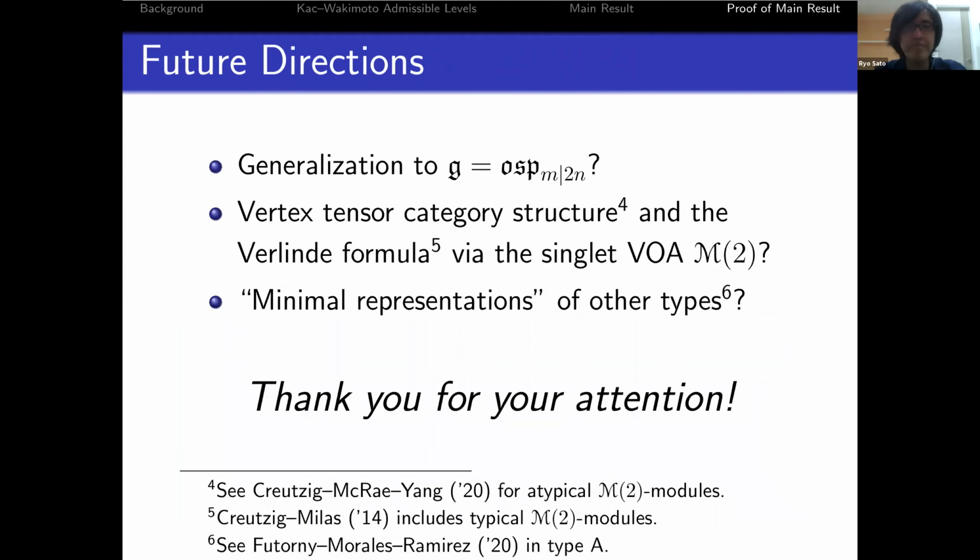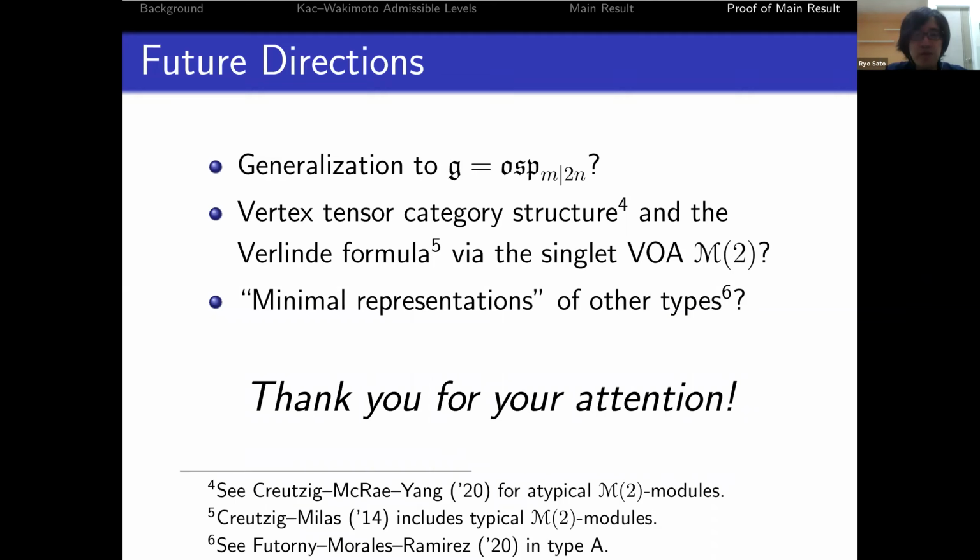Okay. So that's all for today. There are some future directions of this result. The first thing is generalization to the OSP cases. There's a corresponding oscillator representation for OSP cases. The OSP case is an interpolation of the spinor representation and the metaplectic representation. Anyway, there's a notion of the oscillator representation for OSP.